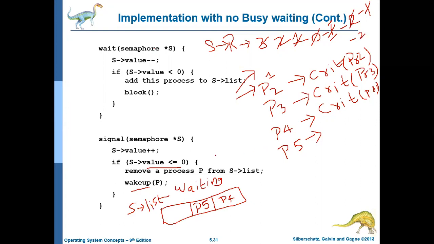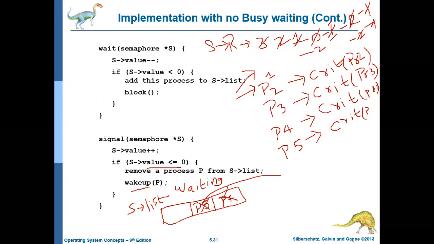Now once again, assume P2 is releasing the printer. Then once again this -2 will become -1. If it becomes -1, then again it checks whether the value is less than or equal to 0. P4 has already got the printer, so now P5 will be moved out of the waiting queue to the ready queue, and P5 will get printer 2. But if P5 gets printer 2, then again this will become -2.